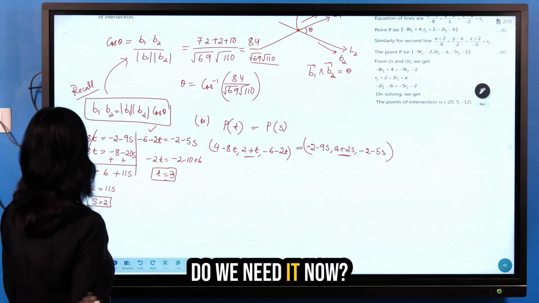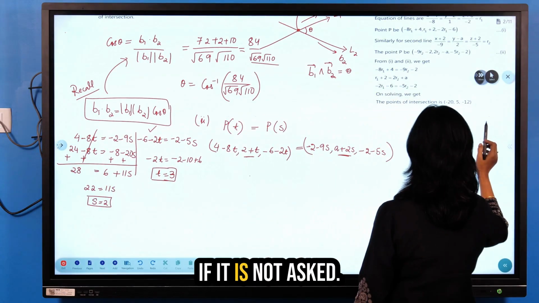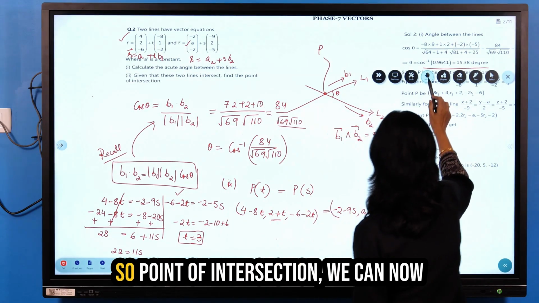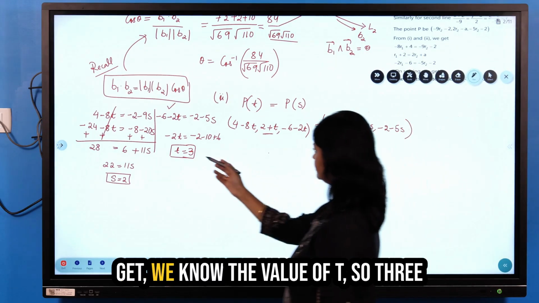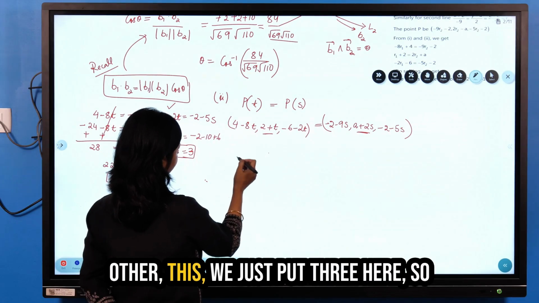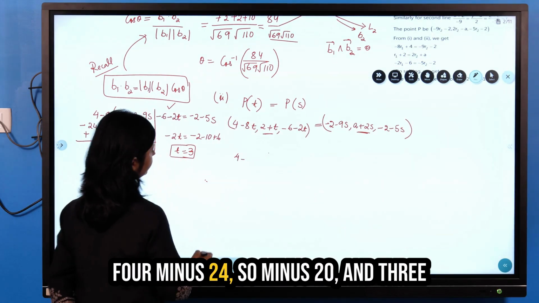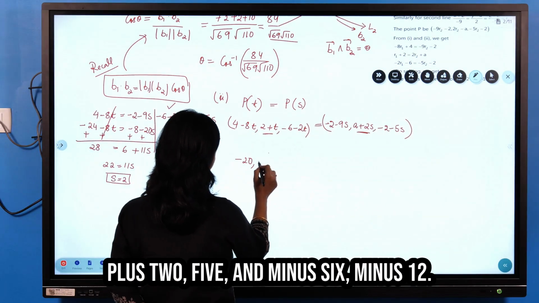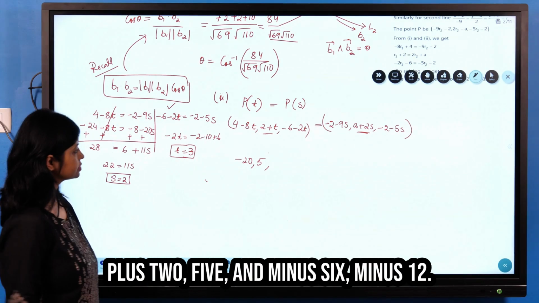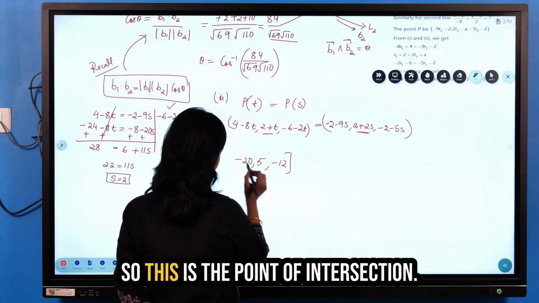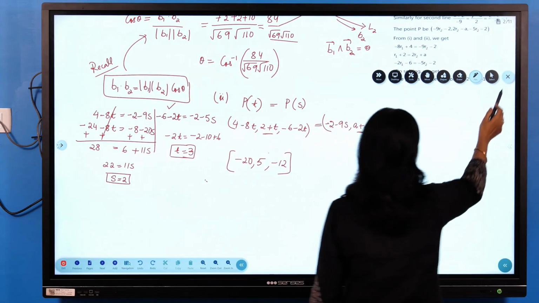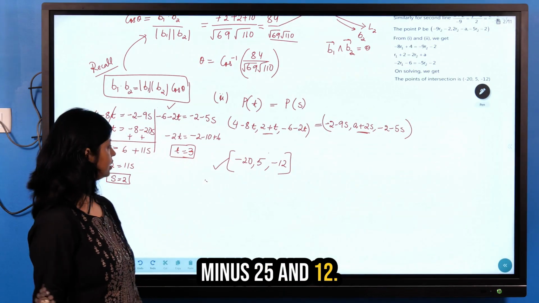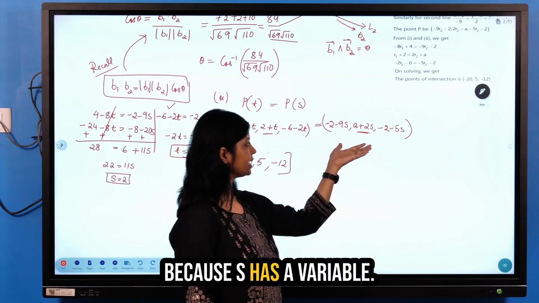Now, A is actually not needed if it is not asked. What we need is the point of intersection. We know the value of T, so we just put 3 here. So 4 minus 24 is minus 20, and 3 plus 2 is 5, and minus 6 minus 6 is minus 12. So this is the point of intersection: minus 20, 5 and minus 12. So just T was needed because S has a variable.